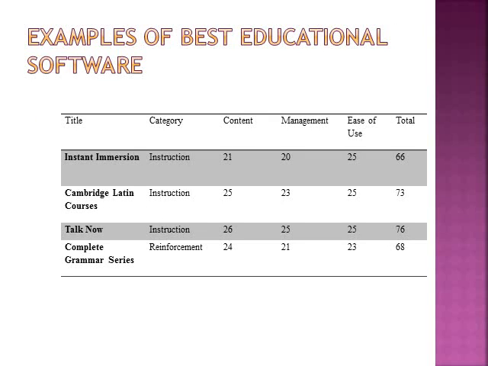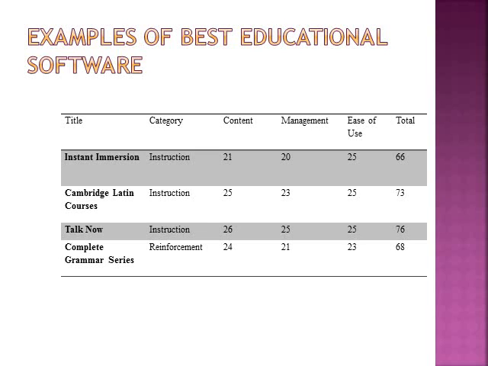And then here you can see some examples of the best educational software available in the market with their evaluation. The first one, Instant Immersion. The category is instruction. As you remember, there were three categories: instruction, reinforcement, and enhancement. And the grade for content is 21, which is good. Management also 20. Ease of use 25. That means it's a very user-friendly software. And the total out of these three, Instant Immersion got 66.